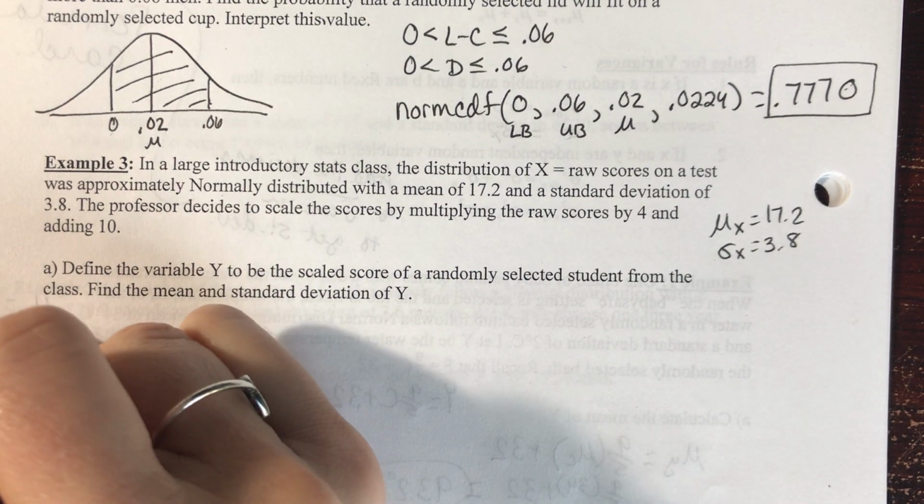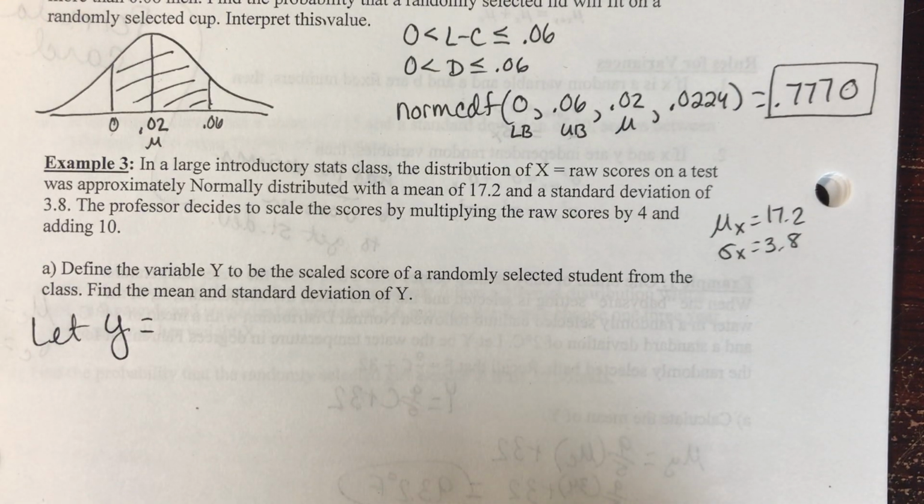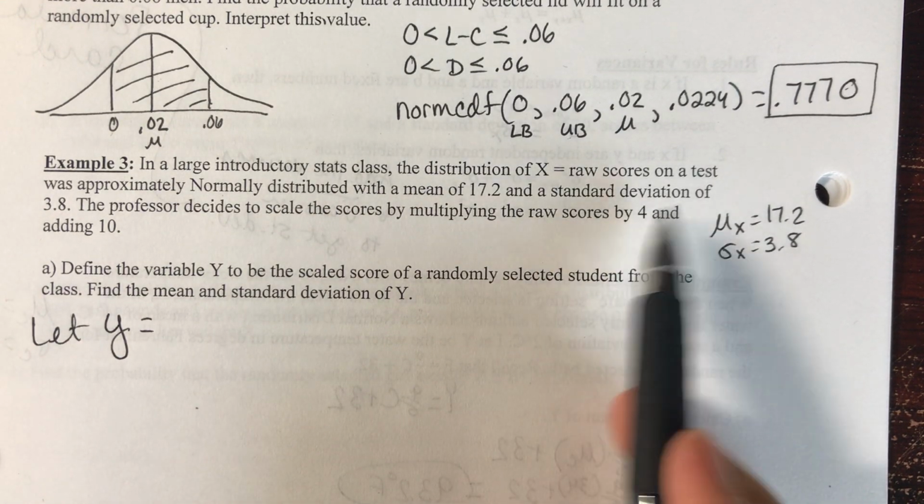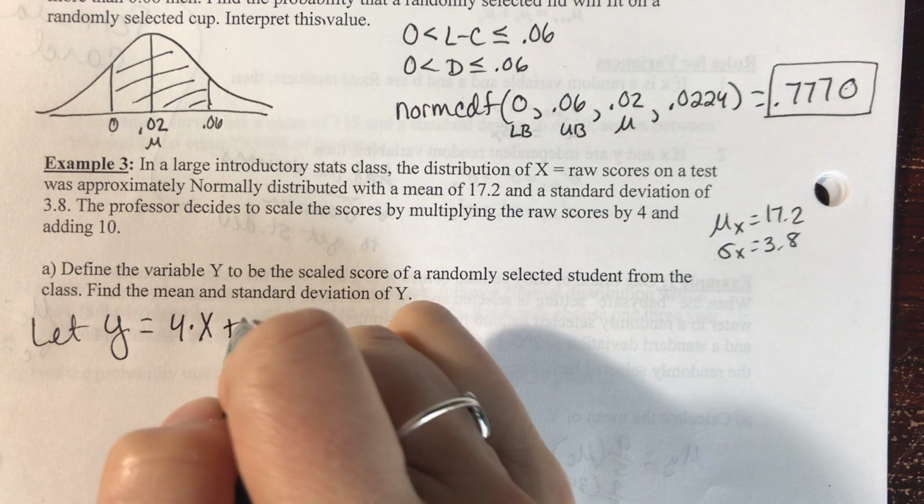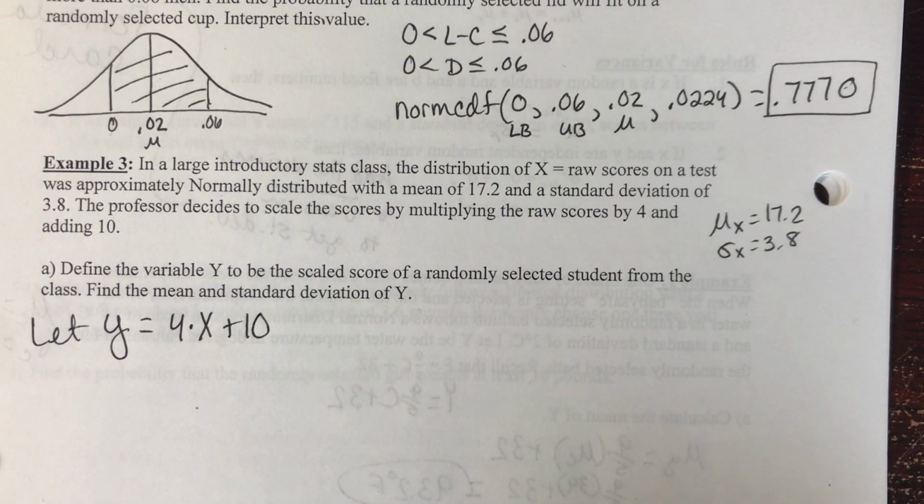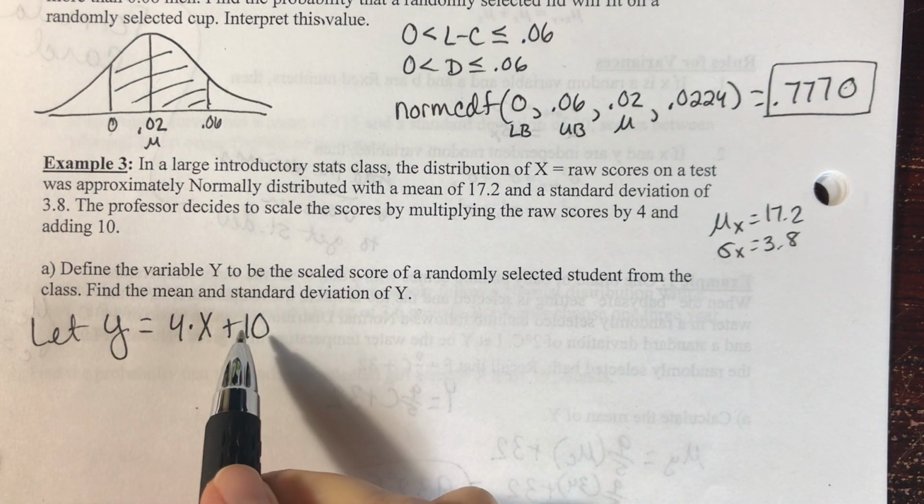So what are we going to do? We're going to let y equal, multiply the raw scores by 4 and add 10. So it's 4 times x plus 10, right? Because x is your raw score. So y is your scaled score.